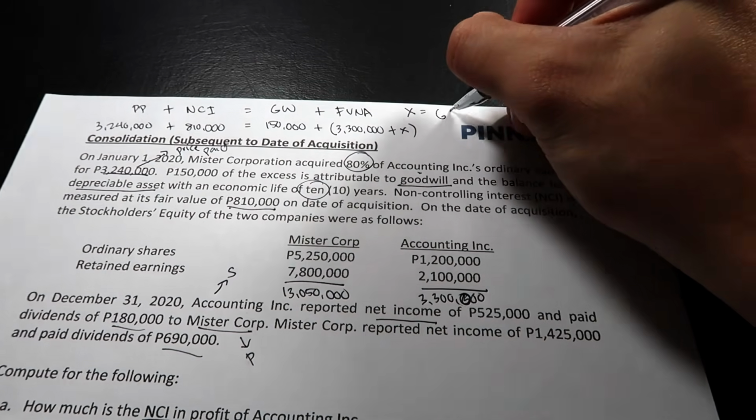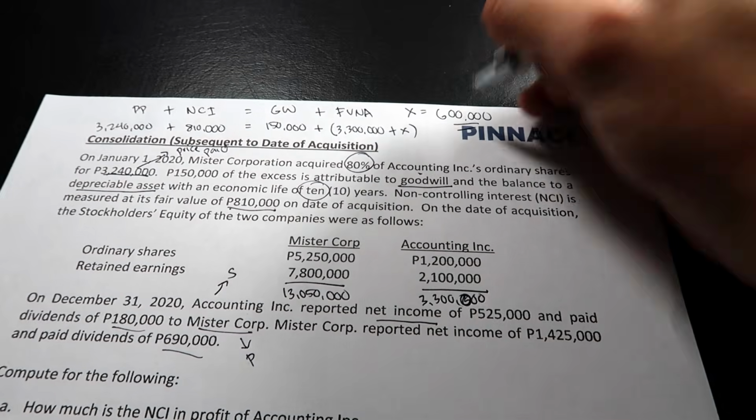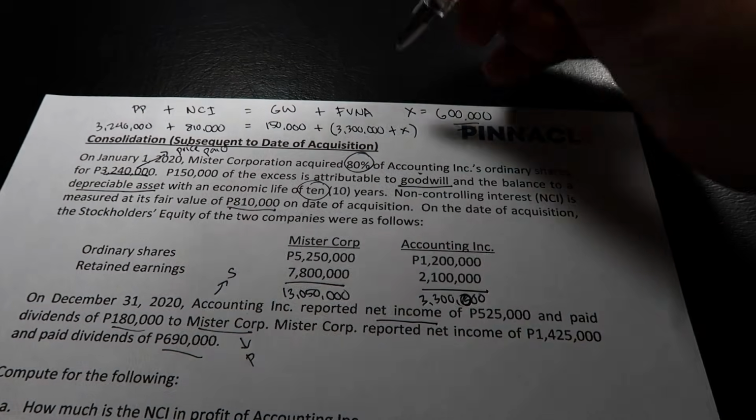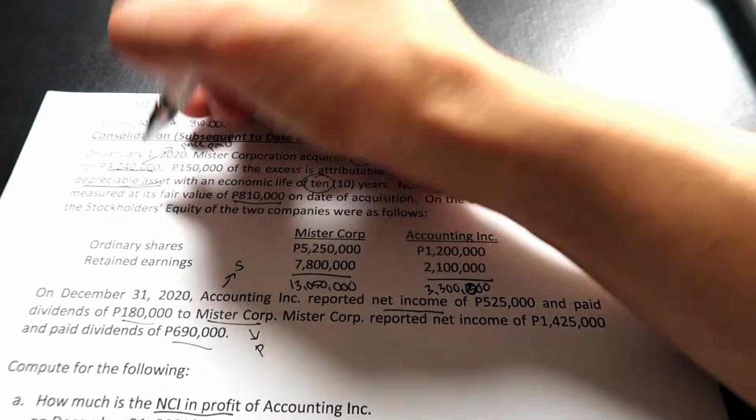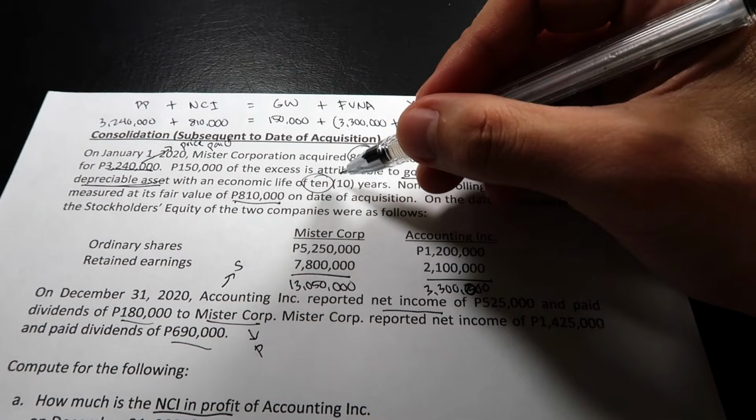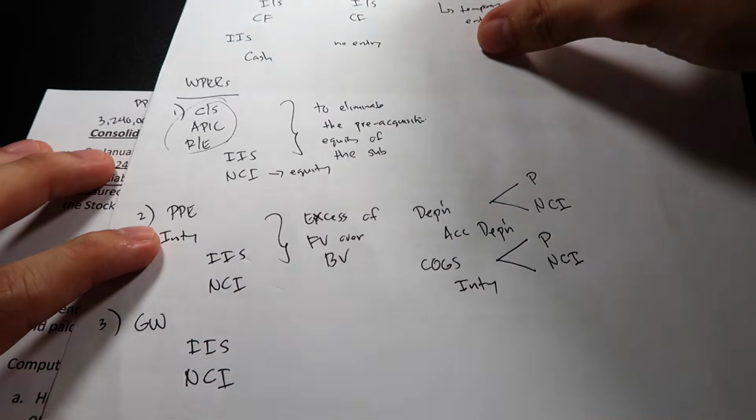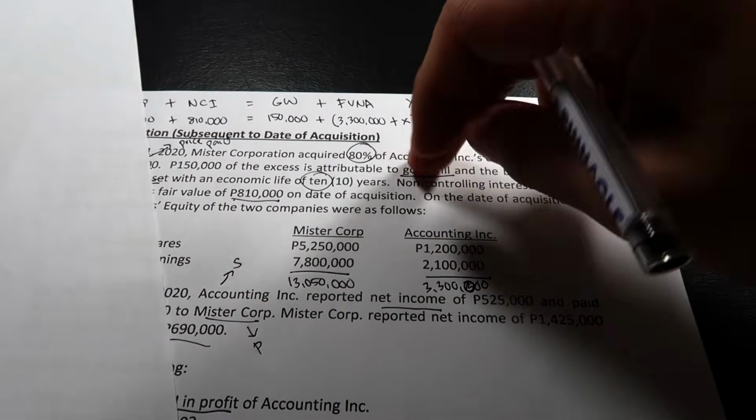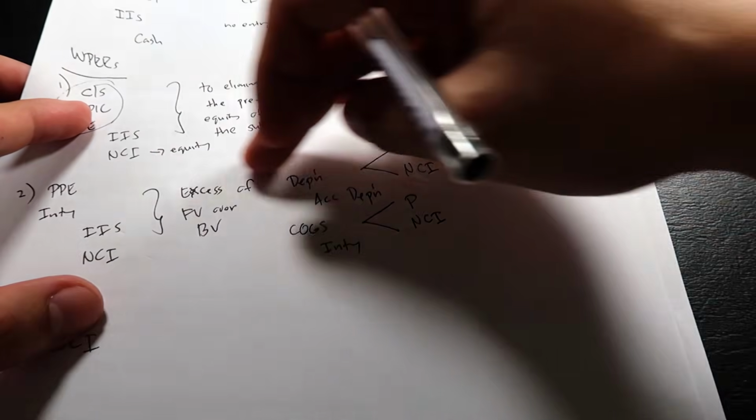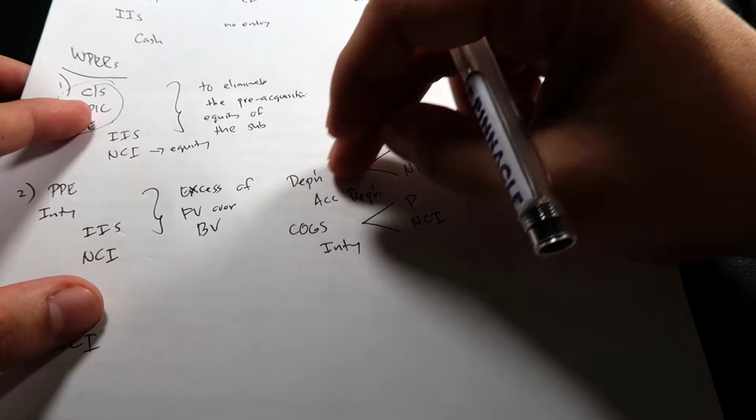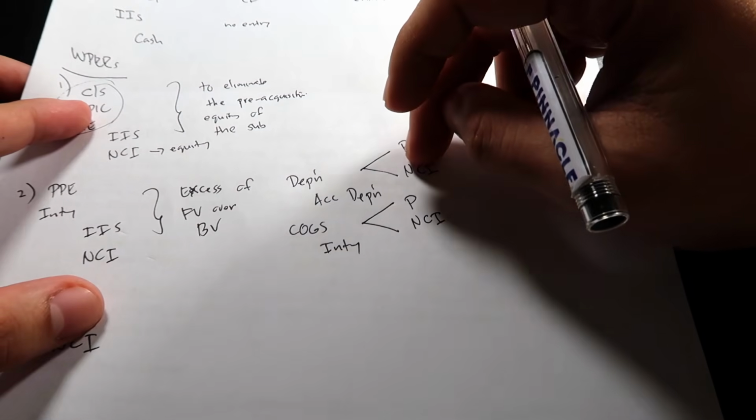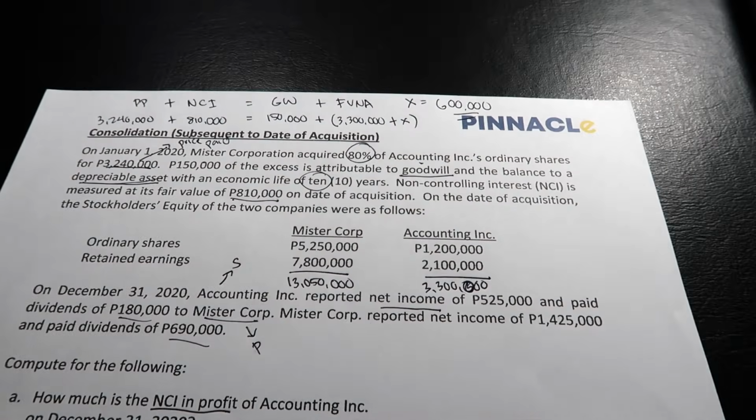X is 600,000. Alright. We know 600,000 is related to a depreciable asset. Tama? With a life of 10 years. Okay. So, parang ito siya. Entry number 2 natin, yung PPE dyan amounts to 600,000. Okay, for this problem. Gets? So, implication yan is, at the end of the year, December 31, kailangan natin i-depreciate yung excess and then we allocate the excess to the parent and the NCI. Okay? Now, let's continue.